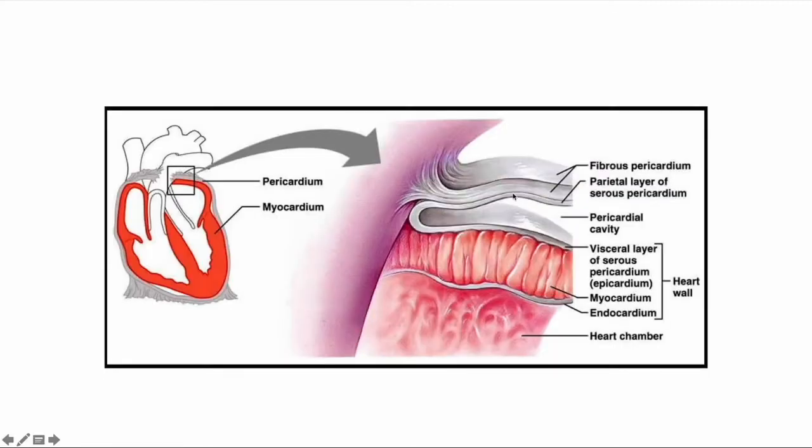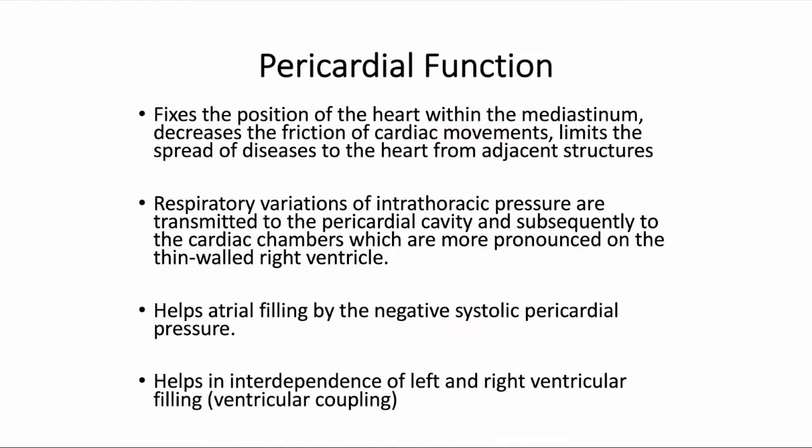In this diagram, we can clearly see the different layers in the pericardium. The outermost layer is the fibrous pericardium, which is attached to the chest wall, and deeper to that you have your serous pericardium, which has two layers. The parietal layer of the serous pericardium, which is closely adhered to the fibrous pericardium, and the visceral layer of the serous pericardium, which lines the epicardial surface of the heart. And your pericardial cavity is the space between the parietal and visceral layers of the serous pericardium where the fluid is collected. So what is the function of the pericardium?